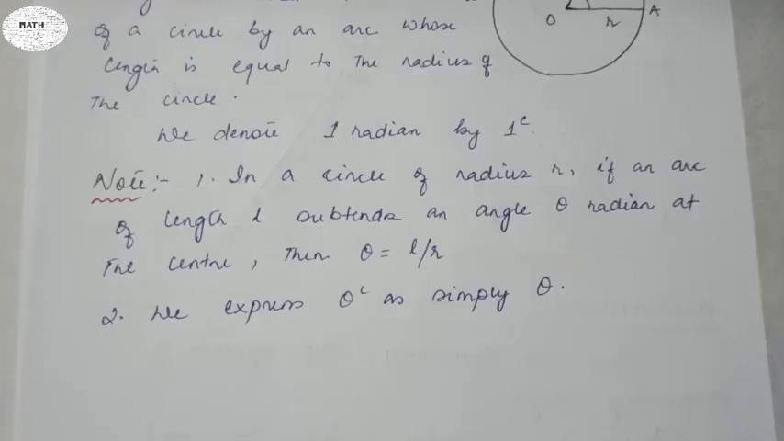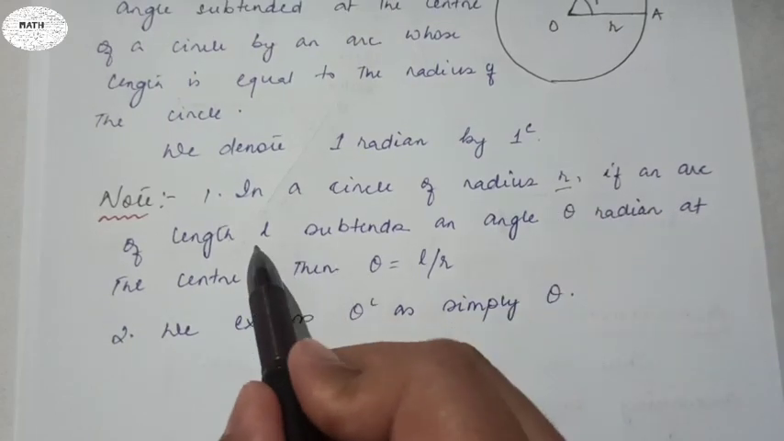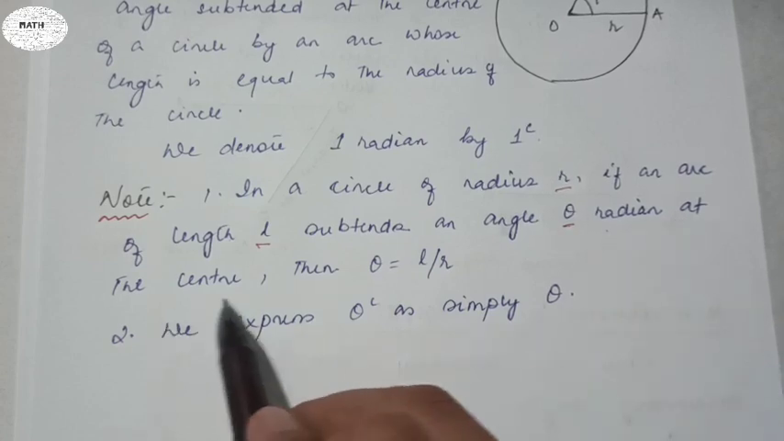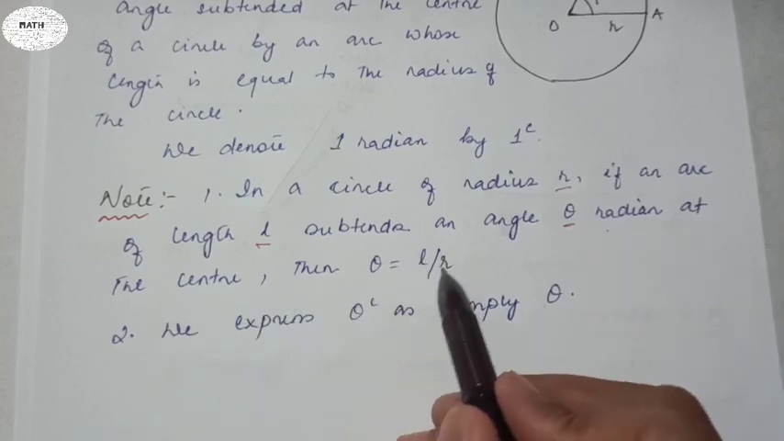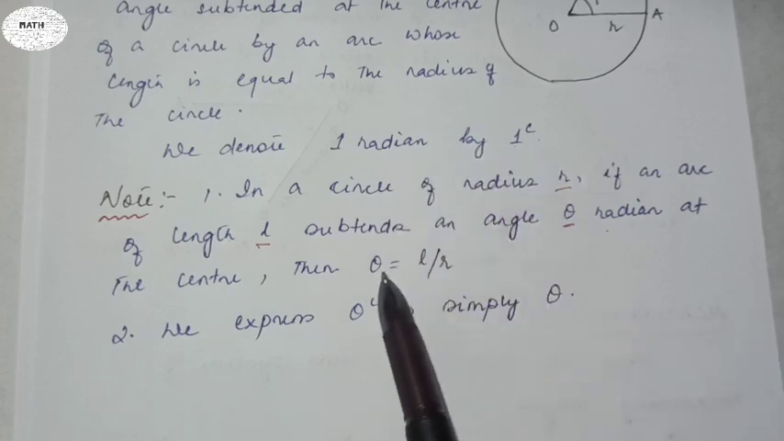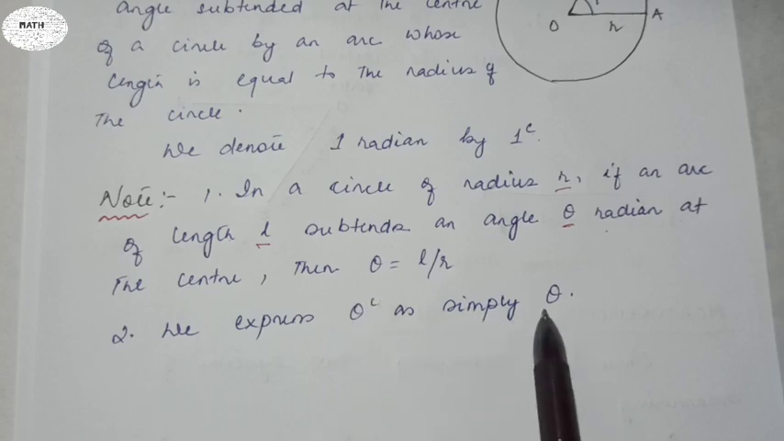Alright, then comes the note under radian measure. The first one is: in a circle of radius r, if an arc of length L subtends an angle theta radian at the center, then theta is equal to L by r. Remember, we denote 1 radian as 1 to the power C, so actually this should be theta to the power C, right? But we express theta to the power C simply as theta. So that's all about note number 2.